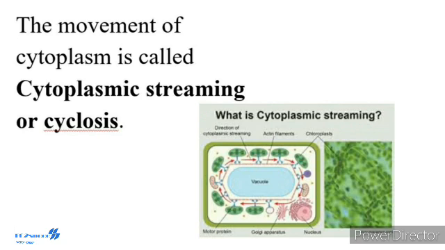You can observe Vallisneria and Chara leaf. The movement of cytoplasm is there. The movement of cytoplasm is called cytoplasmic streaming or cyclosis.